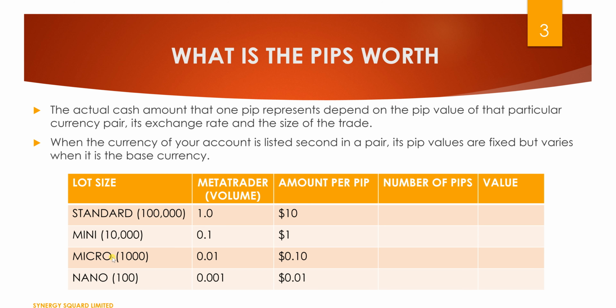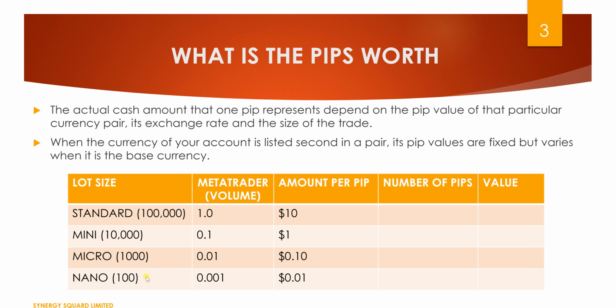Now, as to micro lots, it simply means you will be controlling 1,000 units of currency. If you divide this by 10, it will give you 0.01. You can also have 0.02, 0.03, 0.04, just the way you can have 0.1, 0.2, 0.3, and also 1.0, 2.0, 3.0. And the amount per pip for this micro lot is $0.10, which is what you get if you divide by 10.